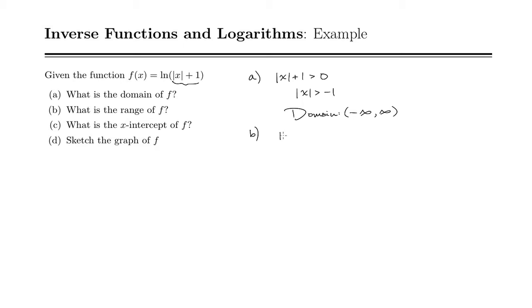And so, first of all, the absolute value of x is always greater than or equal to 0. So the absolute value of x plus 1 is always greater than or equal to 1. And so now taking the natural log of that, the natural log of the absolute value of x plus 1 will be greater than or equal to the natural log of 1, which is 0. So our range, the output, is everything greater than or equal to 0. So from 0, inclusive, to infinity. And that's our range.